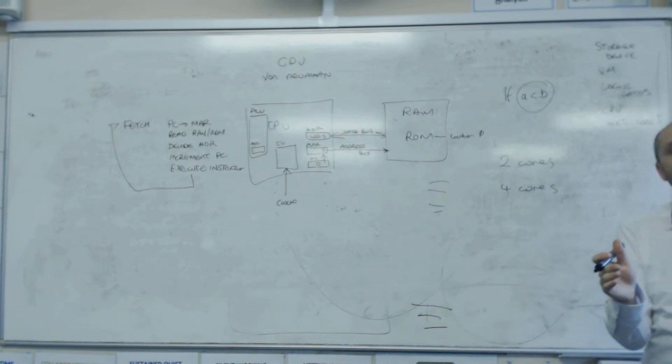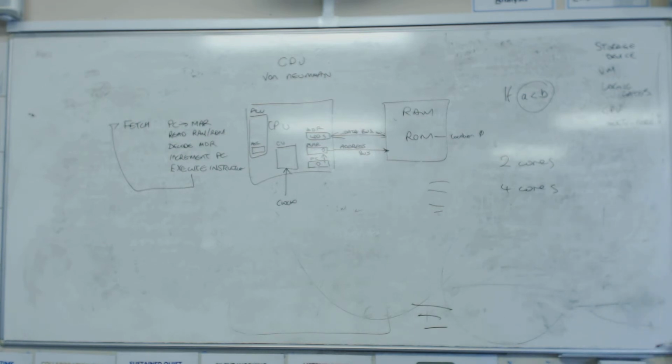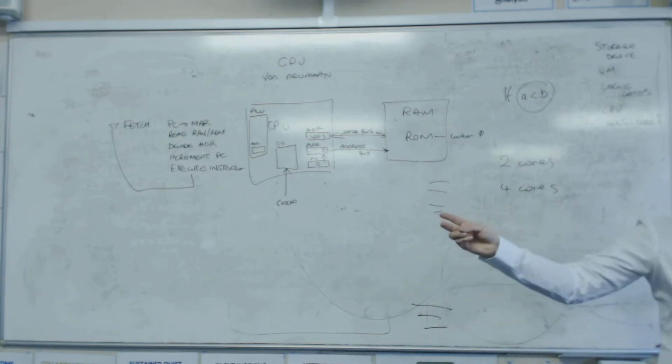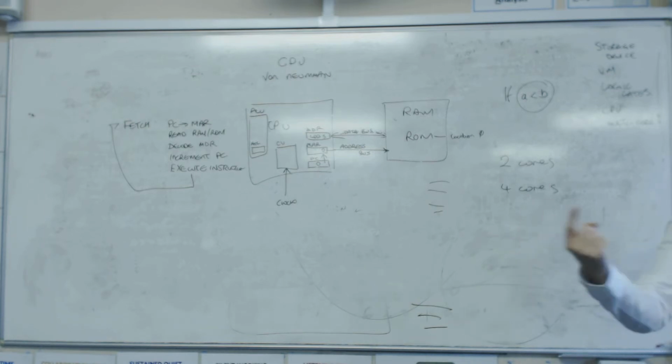So if you think about some of the algorithms we've done this year, you've done merge sort and you've done bubble sort. If you think about bubble sort, you have to compare one pair at a time. You go all the way through the list, and then you start again. So actually, you can only really use one CPU for that task, because it's a linear task.